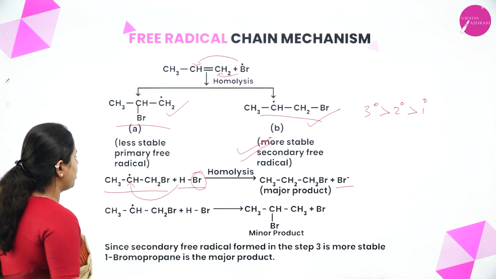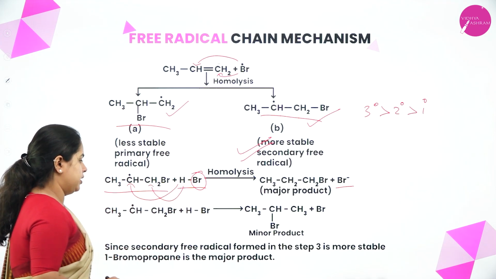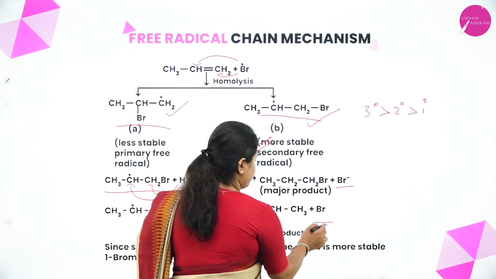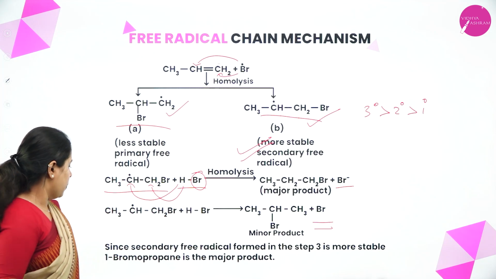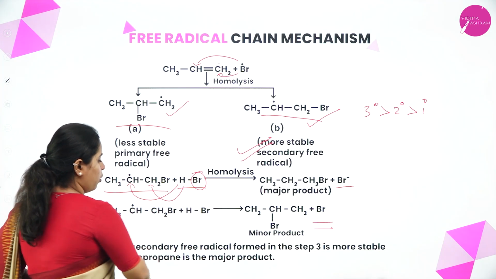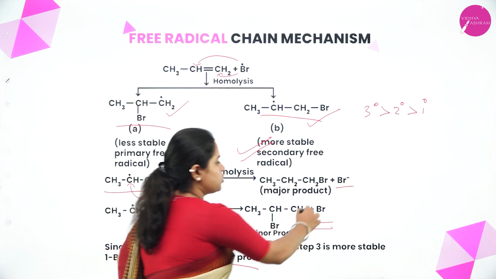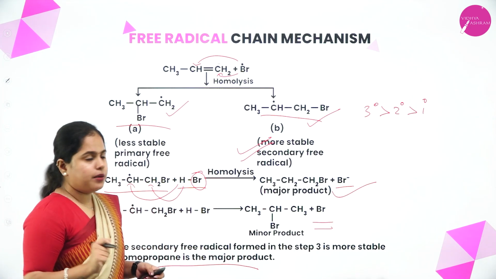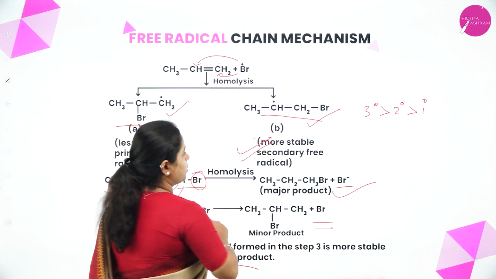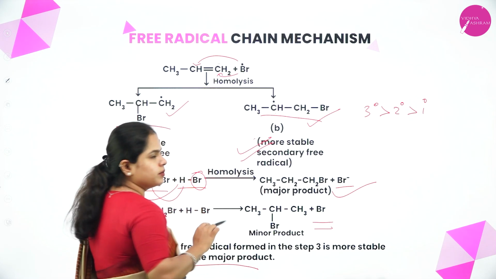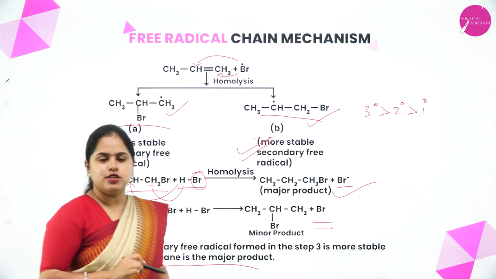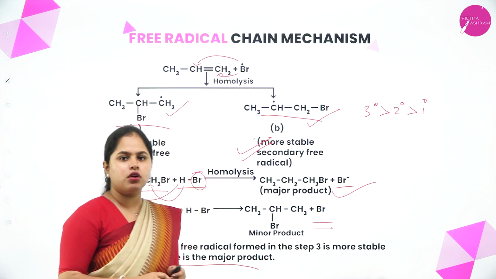And you will have the minor product also when the hydrogen is attacking here. That is what you are getting here: CH3CHBrCH3, and the Br radical will be released. So this is the minor product. Since the secondary free radical formed in step 3 is more stable, 1-bromopropane will be the major product. So this is the less stable one and this is the more stable one. Bromine getting attached here will be your major product, and bromine getting attached here will be the minor product. I hope the anti-Markovnikov rule is also clear for you.